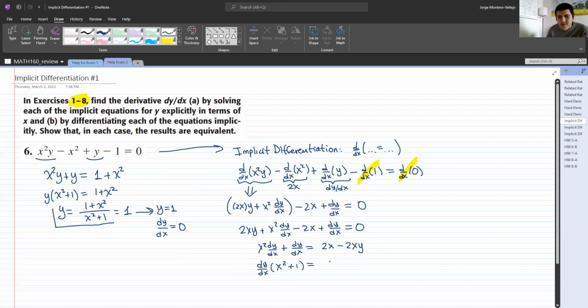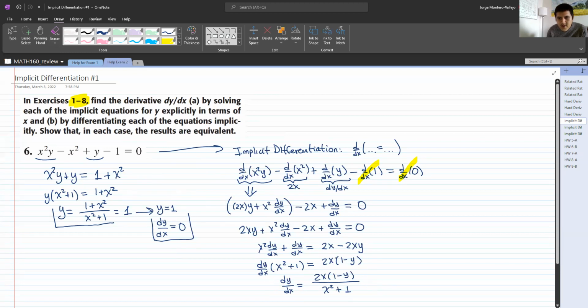Over here, I can simplify this, right? I can write 2x and then 1 minus y, pulled out 2x from both. And then the last step is dividing by x squared plus 1. So 2x, 1 minus y, divided by x squared plus 1. Okay, that's what we got for dy dx. Of course, it doesn't look at all like the dy dx that we found over here, right? And why is that? Well, I can actually show now that they are equivalent.